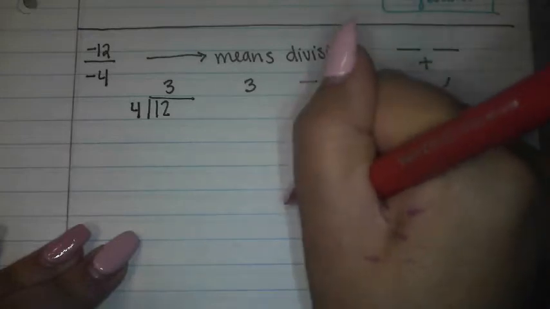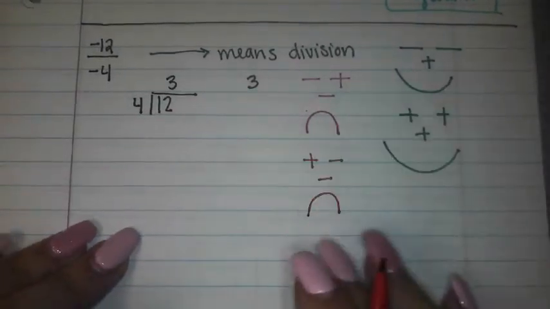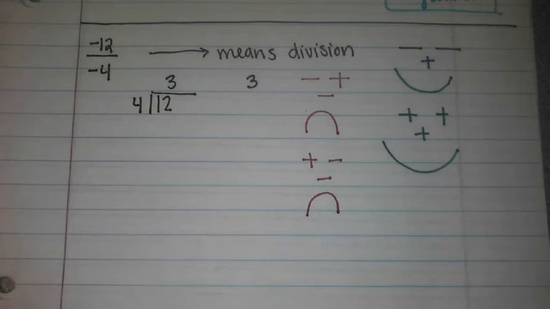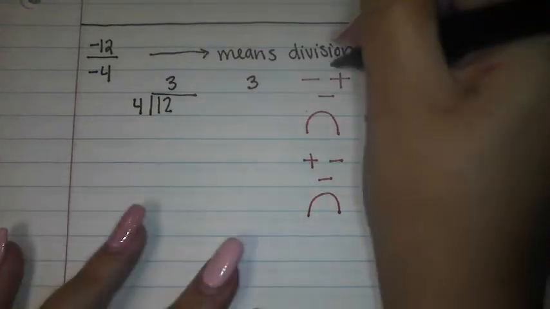But if your answer has two different signs, then that means your answer is going to be negative. And this little smiley face could help you if you remember to draw it out. I'm going to put a little circle around him so we can see him a little better.